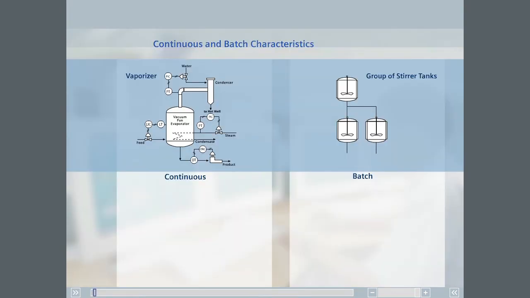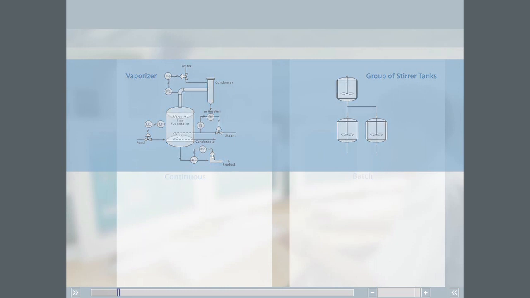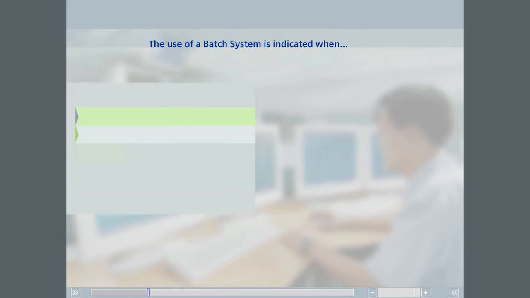At this point, we have seen that industrial processes can be classified as continuous and batch processes, and we have looked at the major differences between them. If a batch process needs to be automated, the first question that arises is whether or not the use of a batch system will be beneficial. Based on the following 6 criteria, we can find the answer to this question simply and objectively.